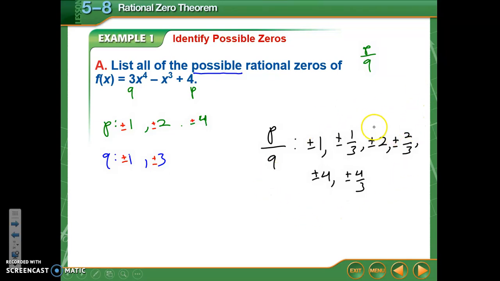Not all of these can be zeros, because according to the fundamental theorem of algebra, I can only have 4 roots, right? And here we obviously have a lot more. We have 2, 4, 6, 8, 10. We have 12 possible rational zeros.